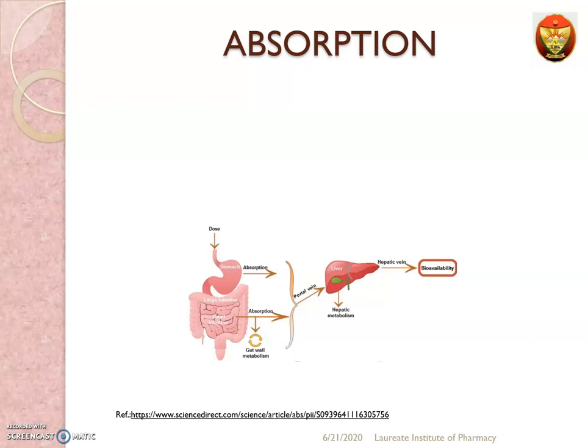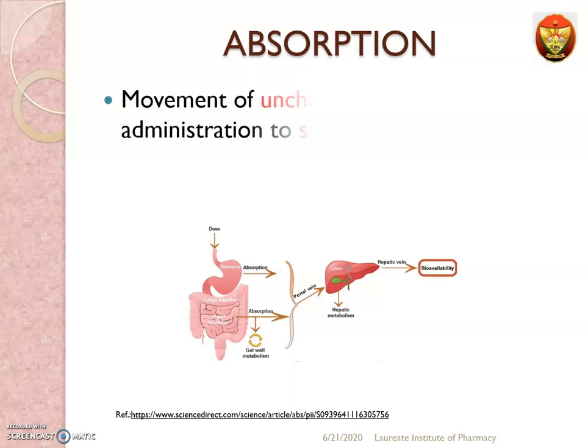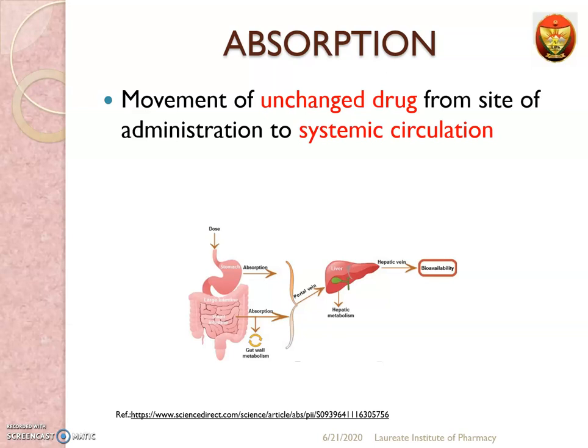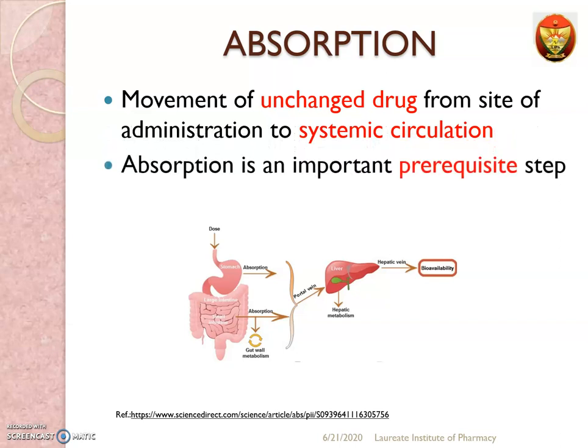Already we have studied absorption, the definition of absorption, and the definition of the drug. To recall, absorption is the movement of unchanged drug from the site of administration to systemic circulation. It is one of the prerequisite steps. If the drug has to be made available in the systemic circulation, the drug has to undergo absorption.